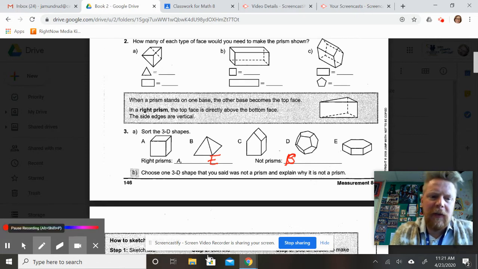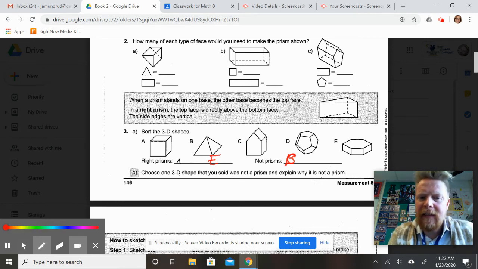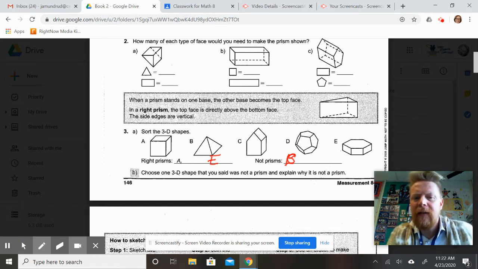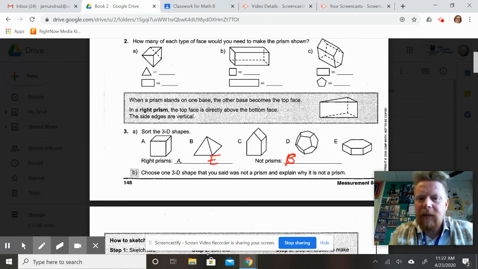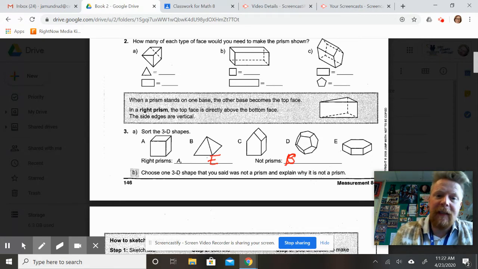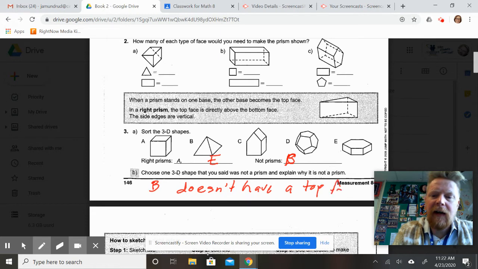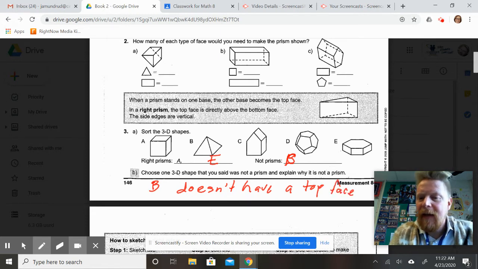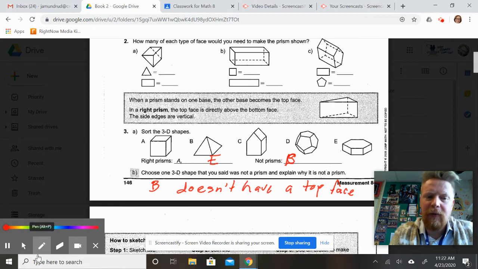Go ahead and finish off question 3A. Part B says, choose one shape you said was not a prism and explain why it's not a prism. Let's do B, because I already picked that one. B is not a prism, and B doesn't have a top face. So I've explained why B doesn't meet the criteria of being a right prism, or why it's not a prism at all.